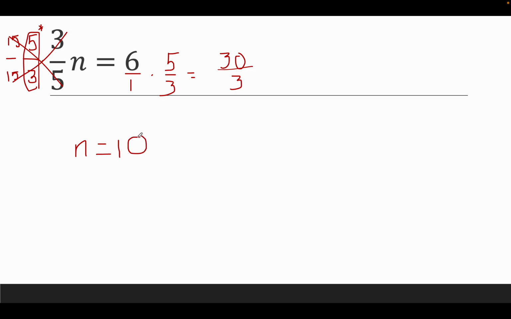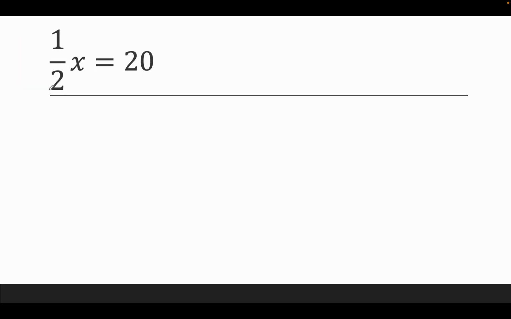All right, let's try another one. I'm not going to do as much work over here on the next one. 1 over 2 x equals 20. The reciprocal of 1 over 2 is 2 over 1. 2 times 1 equals 2. 1 times 2 equals 2. 2 divided by 2 equals 1. And 1x equals just x alone.